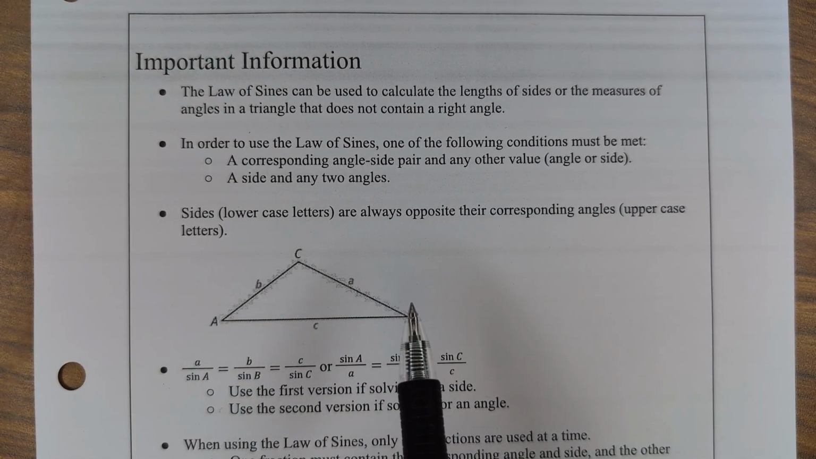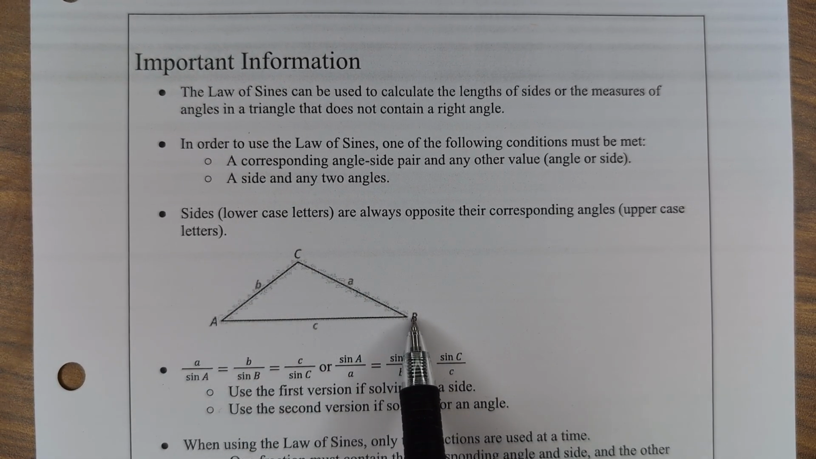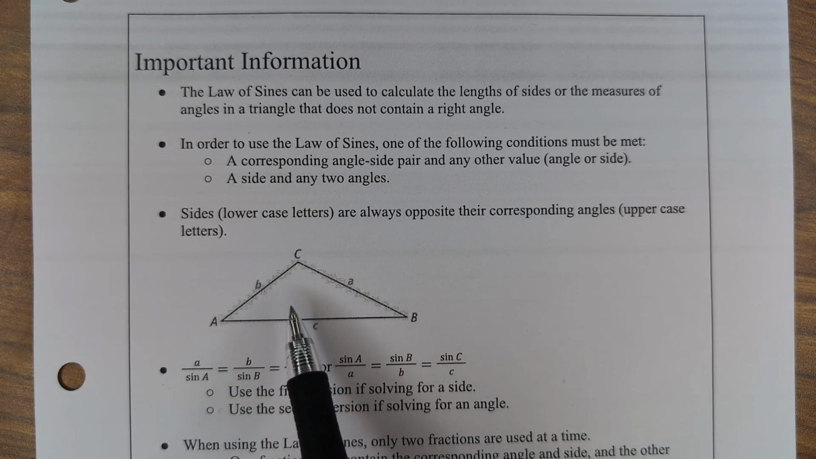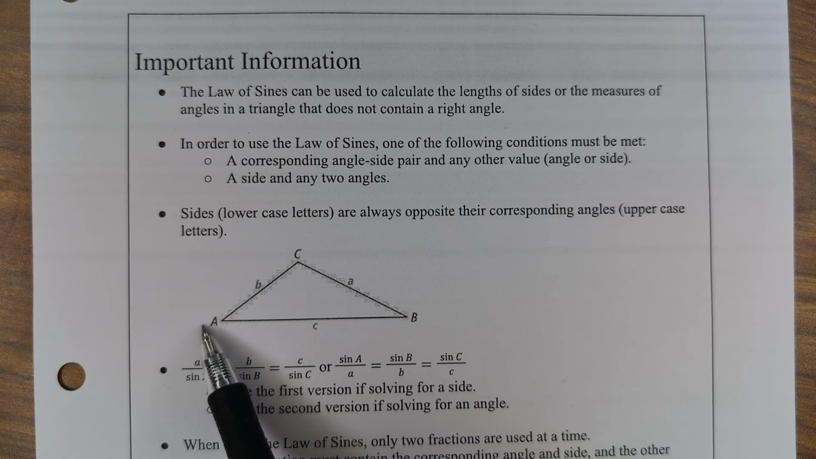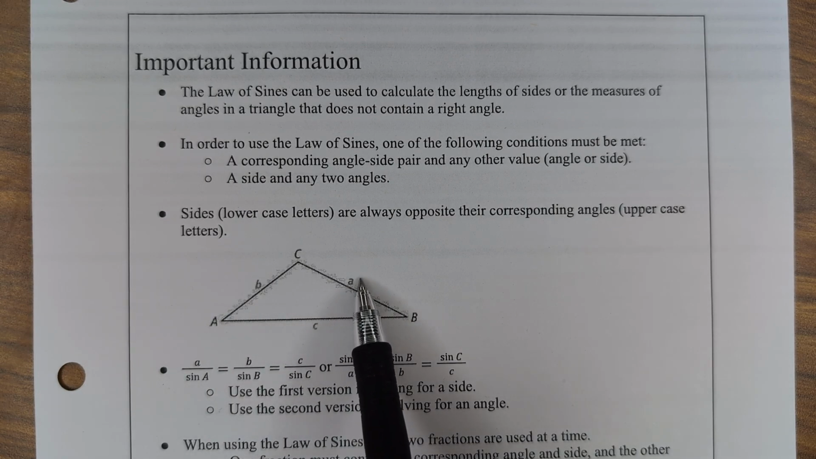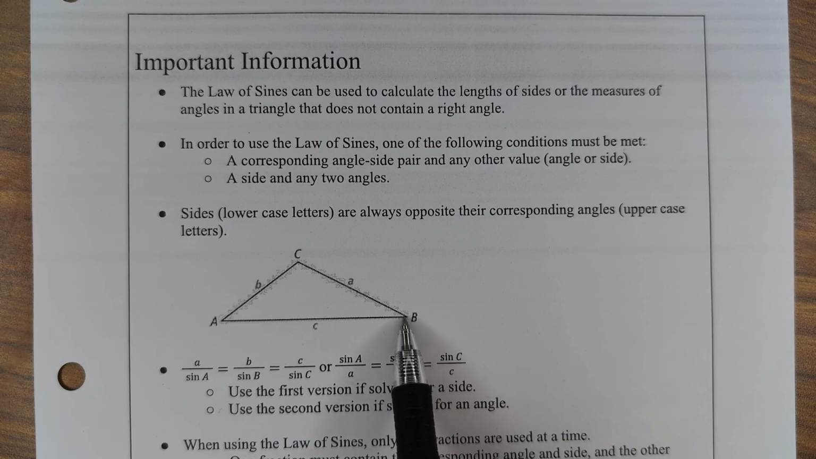So in general, just for notation rules, angles are represented by capital letters, sides by lowercase letters, and the side is always across from its partner angle. So capital A here, lowercase a is the side across from it. Angle B, capital B down here, lowercase b is the side across from it.